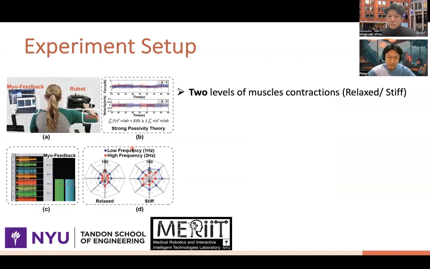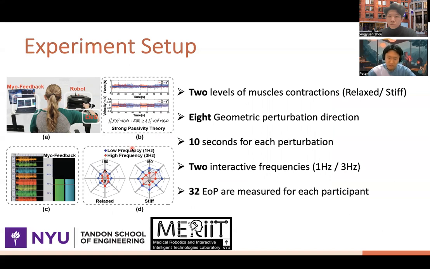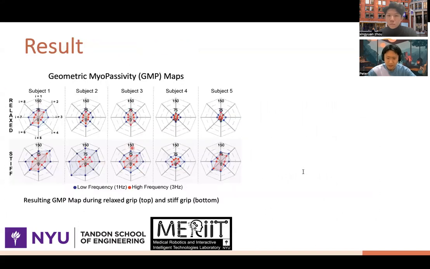The experiment is conducted for 2 levels of muscle co-contraction, 8 geometric directions of perturbation, 10 seconds for each perturbation, and 2 interactive frequencies of perturbation. This results in 32 EOP values measured for each participant. 5 participants took part in the study, and the study was approved by the Institutional Review Board of NYU. The results of each participant are made into a concise map showing the EOP values in each direction. We call this map the geometric myopassivity, or GMP, map.